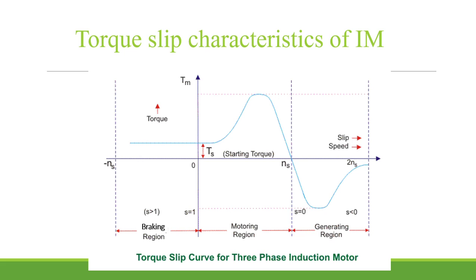So in this case, slip is below 0, so slip is negative and the speed is greater than the synchronous speed. The motor will receive mechanical energy and deliver electrical energy. In this generating region, the induction motor is not used as a generator because it will require large reactive power. So this is not used in general. We avoid this because we need to give it some extra power.